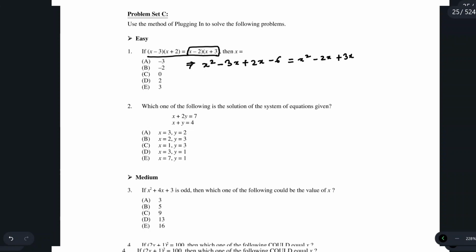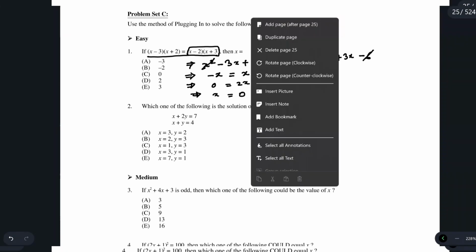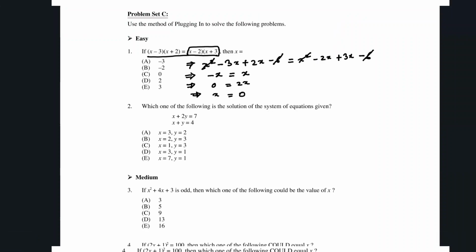Now, if we cancel out the similar terms, we can cancel out the x squared, we can cancel out the minus 6, and all we are left with from the left-hand side is minus x, and on the right-hand side we have plus x. Now, if we take both terms to the same side, we have 0 equals x plus x, which is twice x, or the value of x should be 0 by 2, which is equal to 0. So the answer for the first question should be 0, or C.